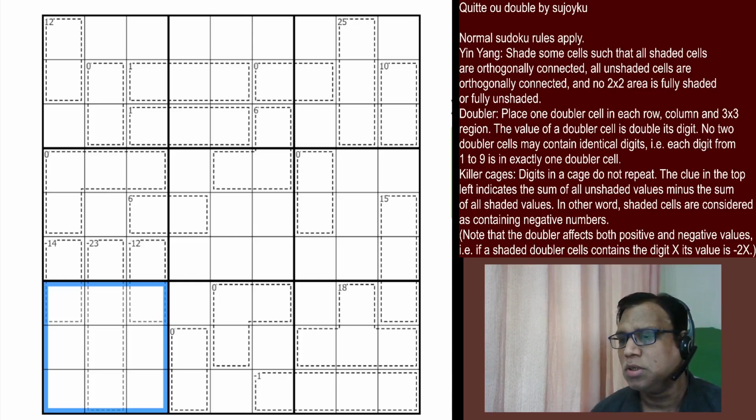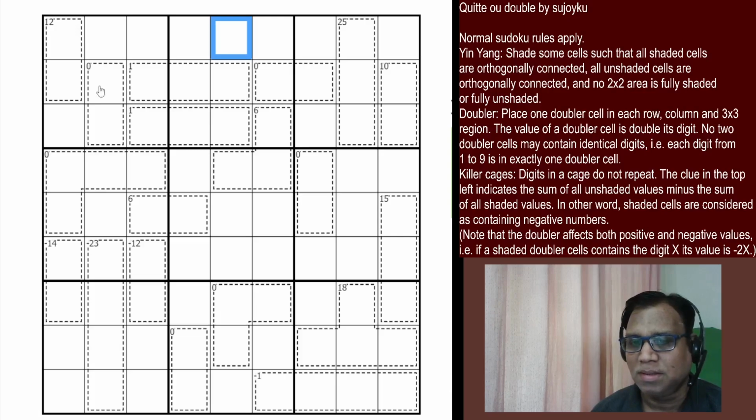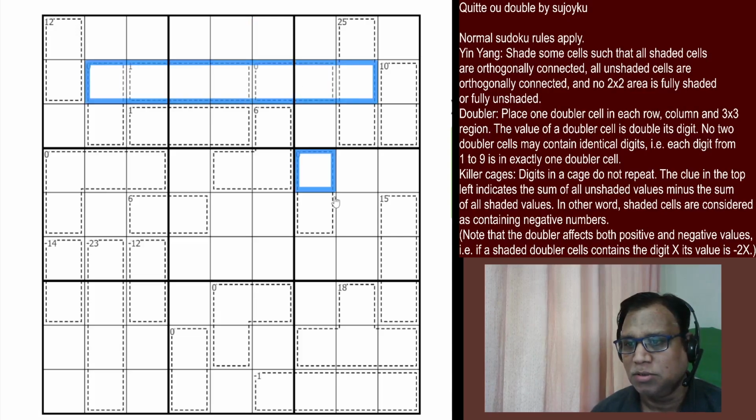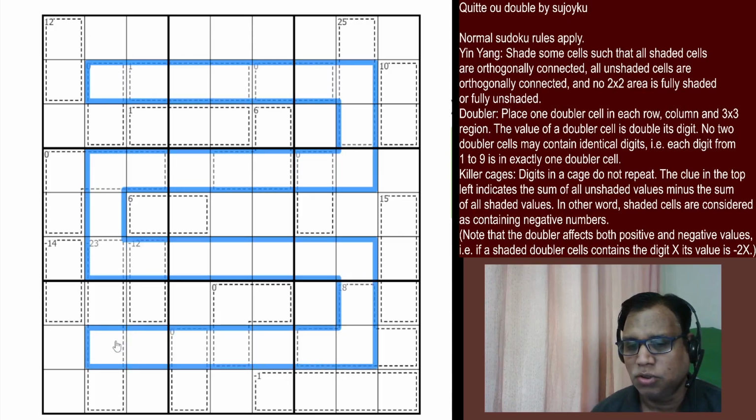Now the Yin Yang rules. Shade some cells such that all the shaded cells are orthogonally connected, all unshaded cells are orthogonally connected, and no 2 by 2 area is fully shaded or fully unshaded. So these are again the standard yin yang rules. What this means is that we have to divide the entire grid into two parts, one shaded and one unshaded, and they should follow certain rules.